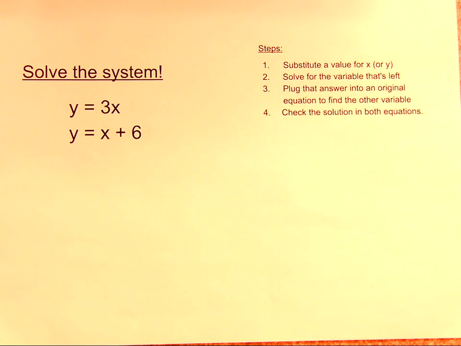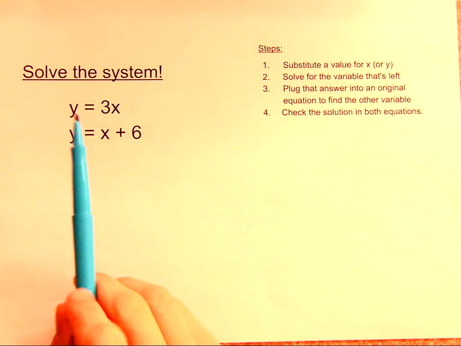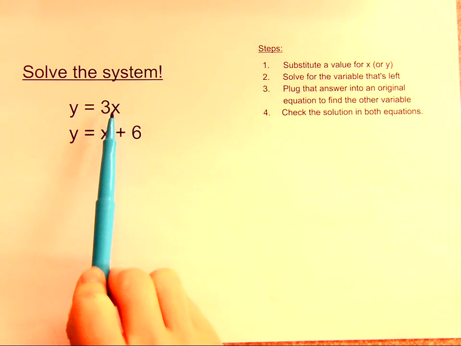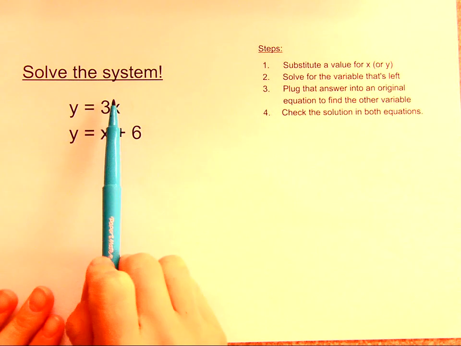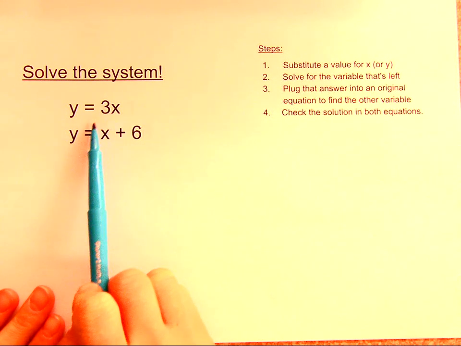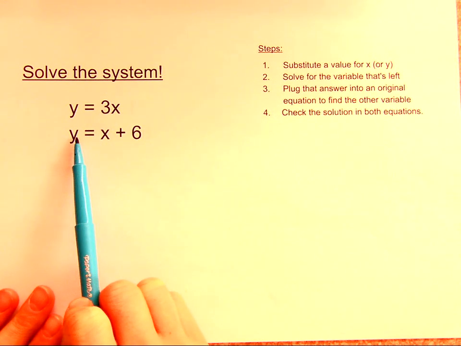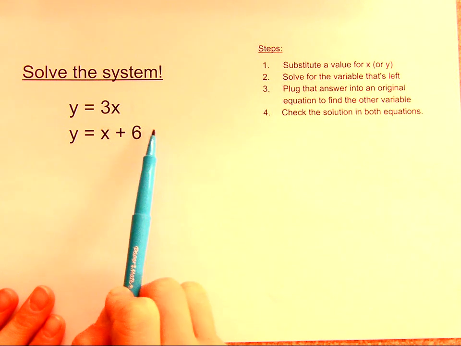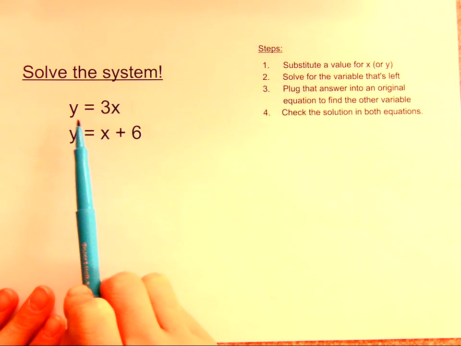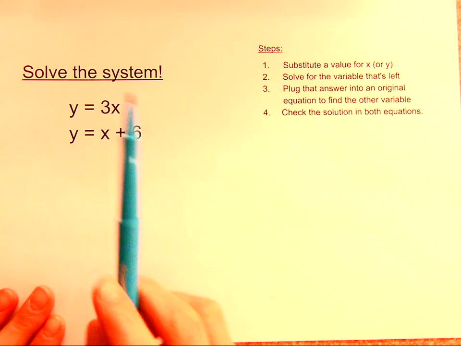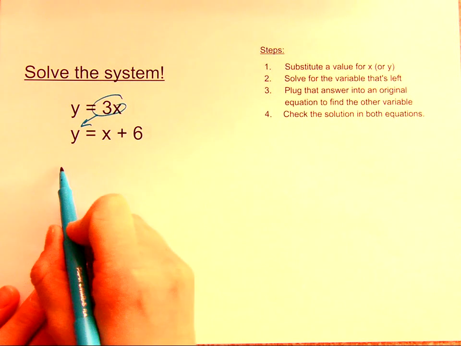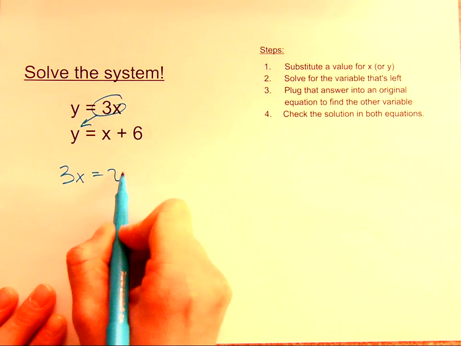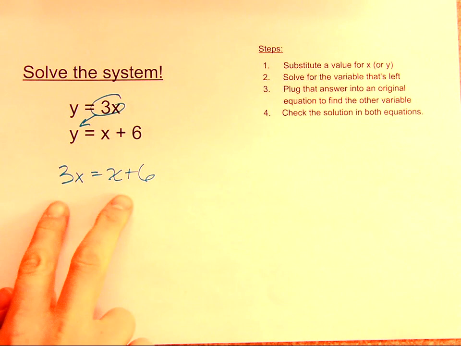So for this one, there's actually 2 different ways you could substitute, because this says y equals 3x, and this also says y equals x plus 3. So you could take this 3x and substitute it in for y down here, or you could take this x plus 6 and substitute it for y up here. Either way, you actually will end up with the same problem. The only thing different is these would be flip-flopped.